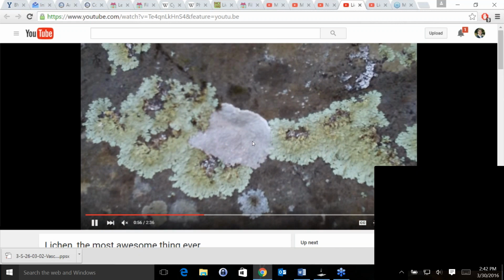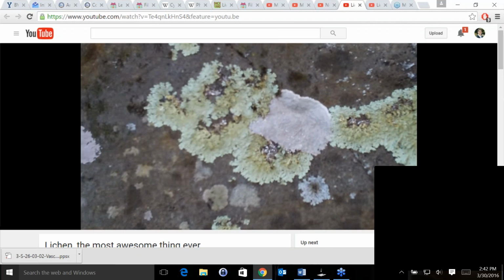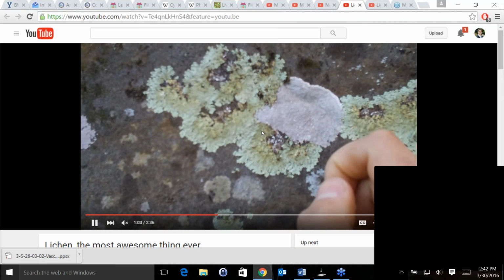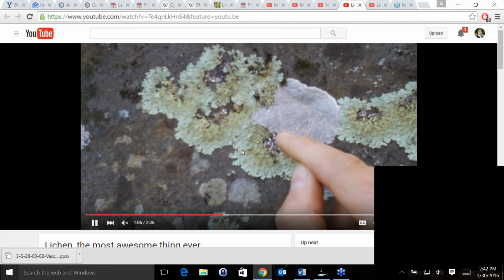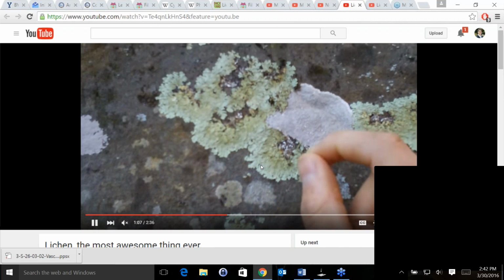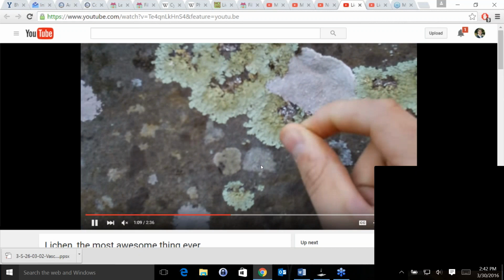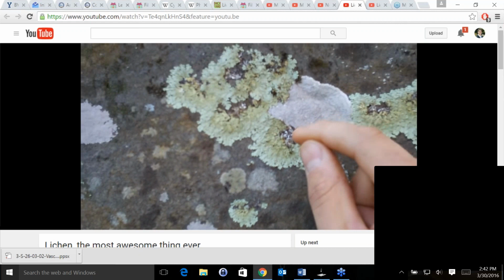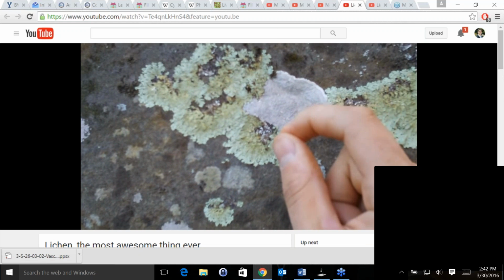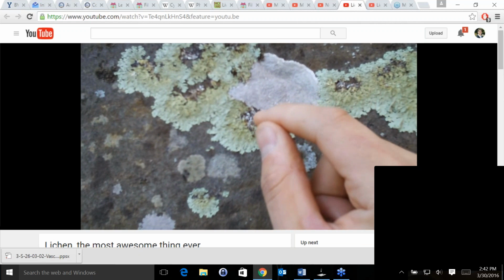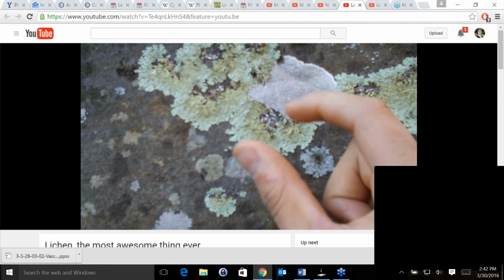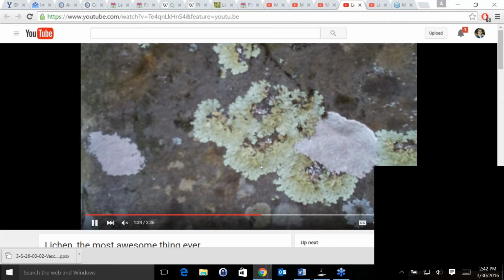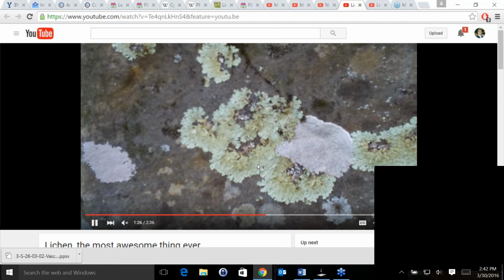So something important to understand, okay, is that this lichen, if you touch the lichen, it will eventually die. The oils that we have in our fingers will actually kind of kill the fungi, or probably will kill the algae or the bacteria, okay? And so it's not good to touch lichen.